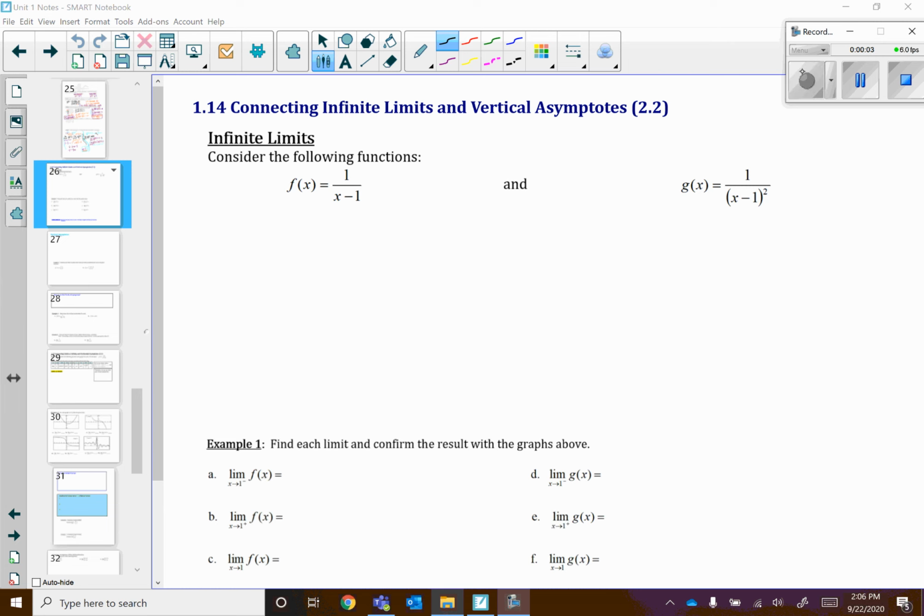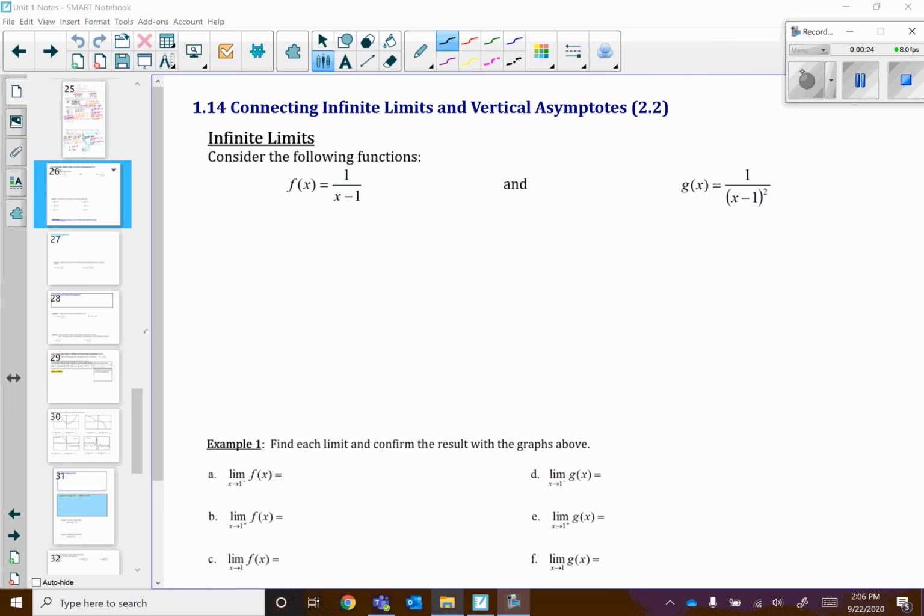Hello, calculus. We are going to take some notes on section 1.14, connecting infinite limits and vertical asymptotes. I will preface this by saying this section should feel really great because we did a lot of this before. I know I keep saying that, but I just want to remind you that you are smart and you know this. So consider the following functions.